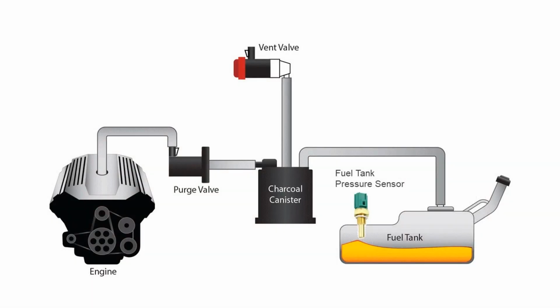To understand how that can happen, let's take a quick look at a diagram for an EVAP system. Although each manufacturer will vary their system slightly, most use a system similar to this. The vehicle's computer uses the purge valve, the vent valve, and the fuel tank pressure sensor to test the integrity of the system and look for leaks. With the engine running, the vehicle's computer will close the vent valve, open the purge valve, and look for vacuum on the fuel tank pressure sensor.